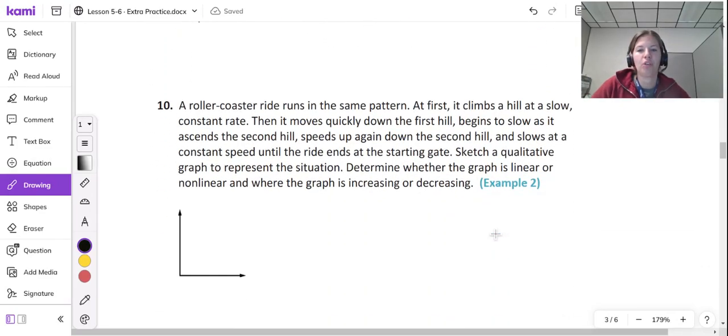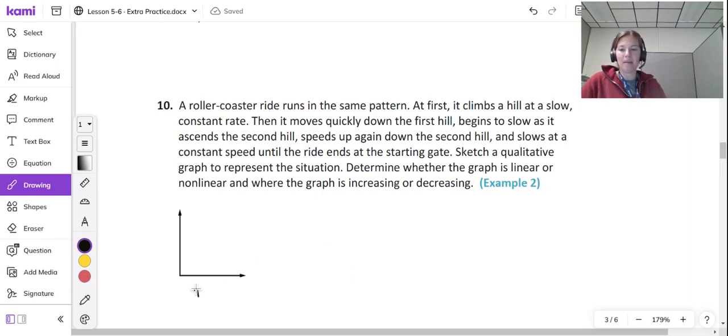A roller coaster runs the same pattern. At first, it climbs a hill at a slow, constant rate. Then it moves quickly down the hill. The first hill begins slowly as it ascends the second hill, speeds up again down the second hill, and slows at a constant speed until the ride ends at the starting gate. Sketch a qualitative graph to represent the situation. Determine whether the graph is linear, nonlinear, or where the graph is increasing or decreasing.